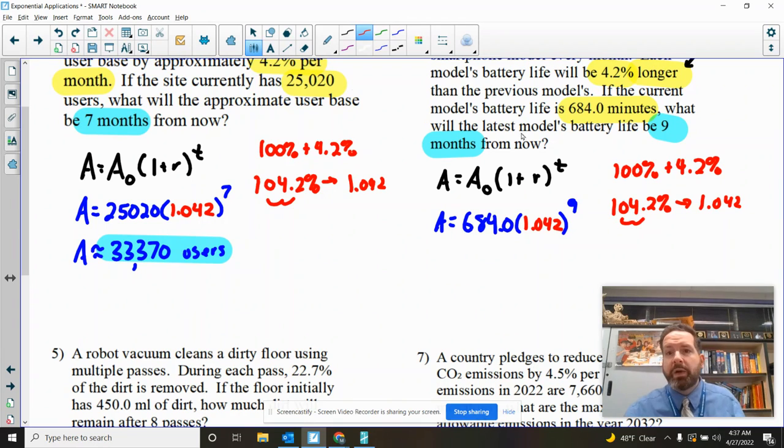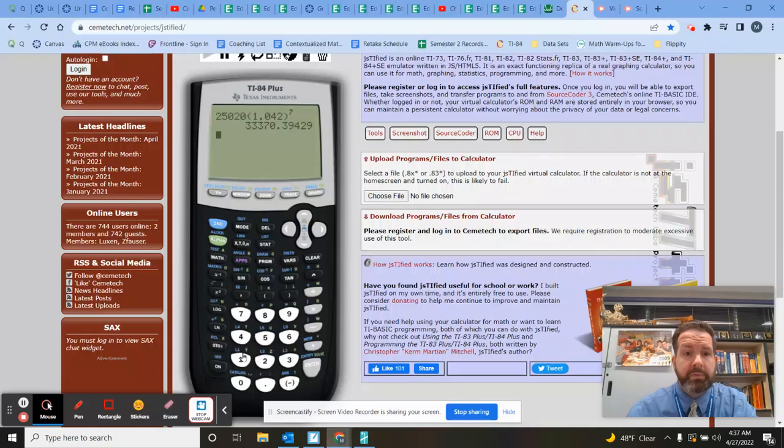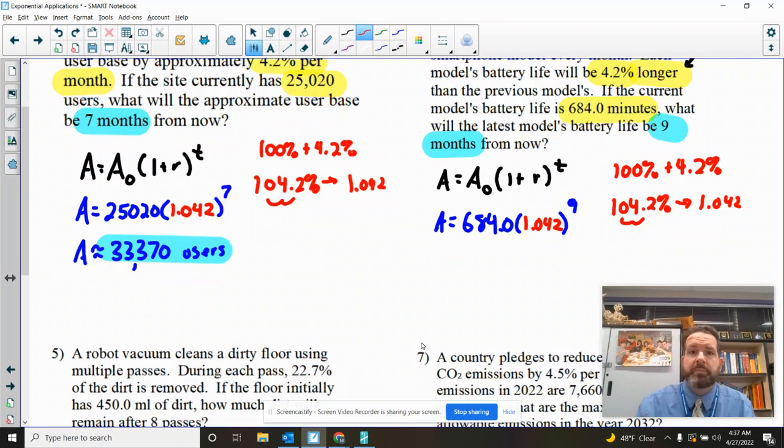And when I get my final answer, I'm going to round it to the nearest tenth because the starting value was rounded to the nearest tenth of a minute. So 684, 1.042, and that is to the power of 9. Always make sure you get that time up in the exponent for your exponential models. Okay, so I'm going to round this to the nearest tenth, so 990.5 minutes.